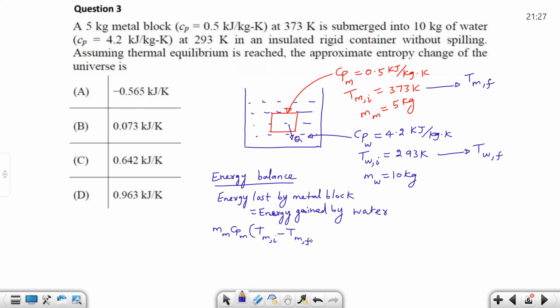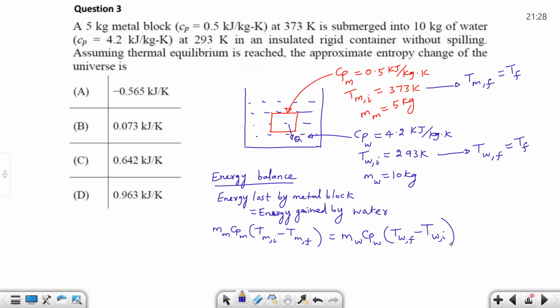So maybe what we can take is this final temperature is the same as that final temperature. Those two temperatures are the same because both metal block and water are going towards a final temperature which is the same. So mass of water, Cp of water, into the final temperature minus water initial temperature, will be more here because water temperature is rising, metal block temperature is reducing.